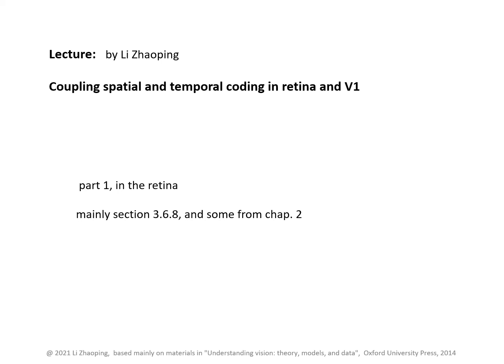Coupling spatial and temporal coding in retina and V1. Now the input signal S depends on space x and time t. The correlation between two spatial temporal signals is assumed as translation invariant in space and time. So it depends only on the spatial displacement x1 minus x2 and the temporal difference t1 minus t2.